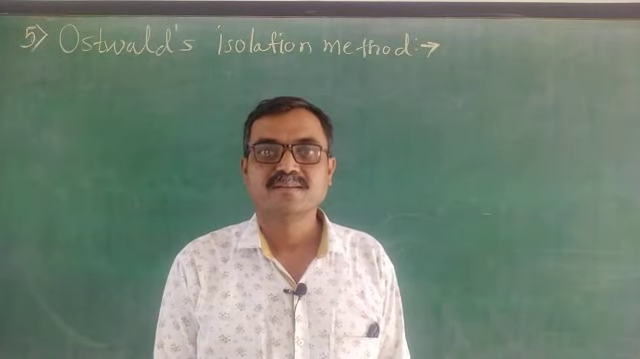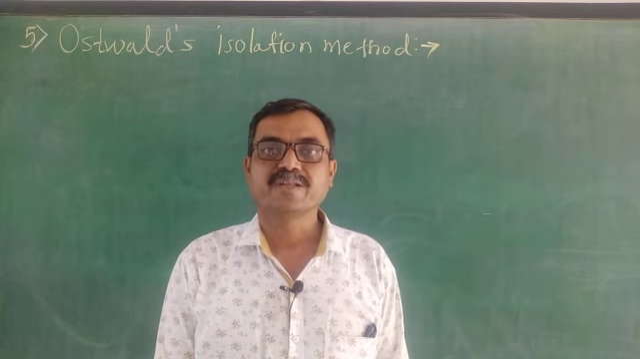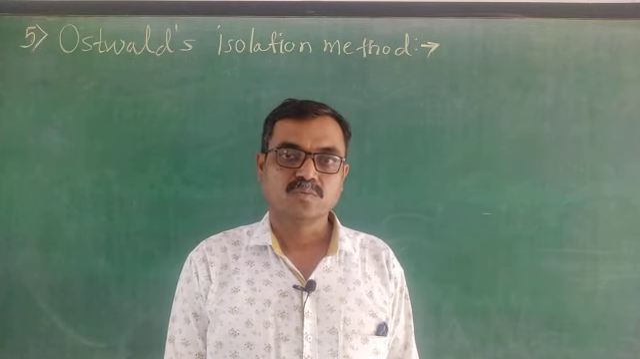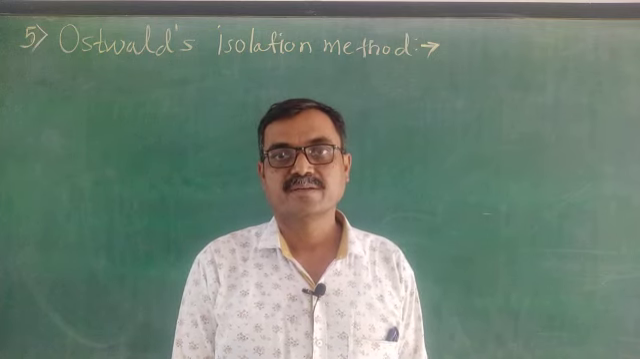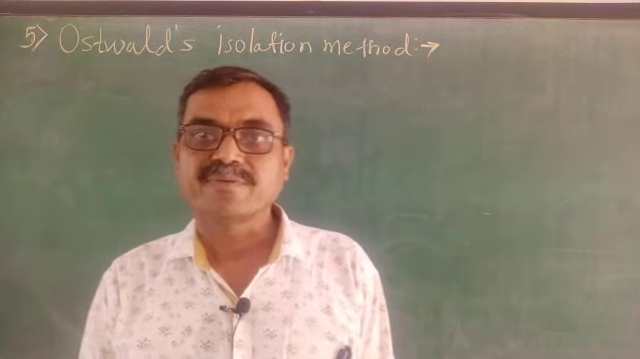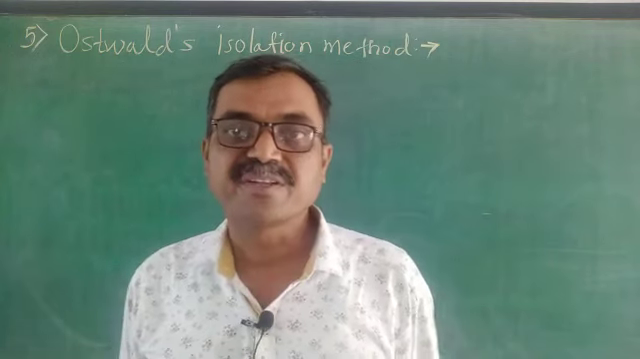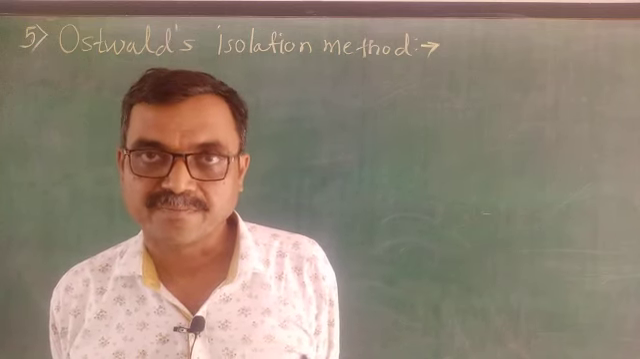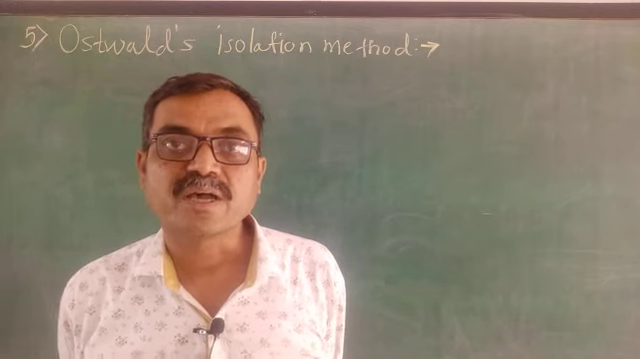Hello student, today we have to see the last method for the determination of order of reaction. Up till now we studied 4 methods: hit and trial method, then equifractional change method, then Van 't Hoff's differential method, then the fourth one, that is graphical method. Now today we have to see Ostwald's isolation method.